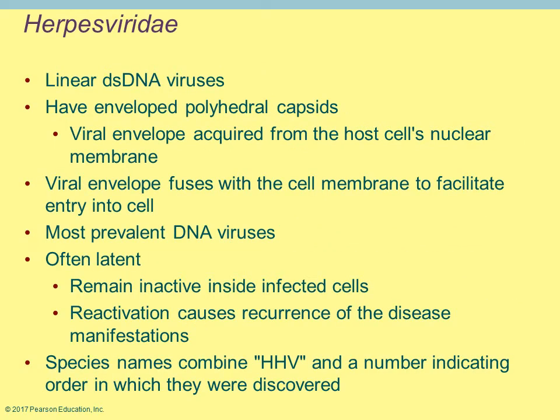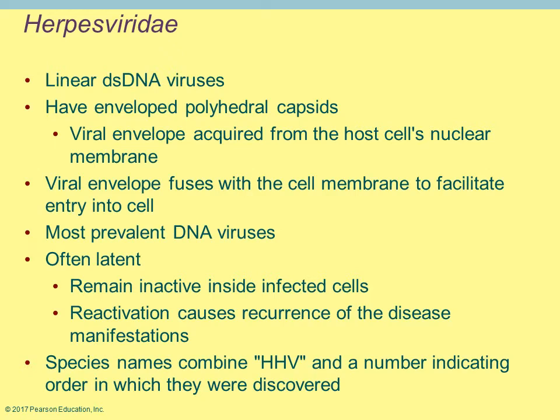Herpesviridae is a linear, double-stranded DNA virus. They do have an envelope and capsid. The virus envelope has to fuse with the cell membrane in order to gain entry into that host cell. This is one of your most common DNA viruses. It often can be latent or dormant, where it remains inactive in the infected host, so it infects the host and then it just kind of hangs out there. And then it can be reactivated later on, and then you have a recurrence of the disease.